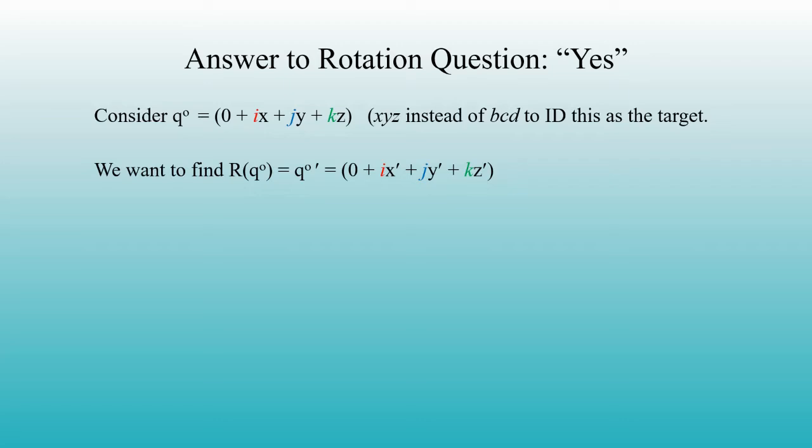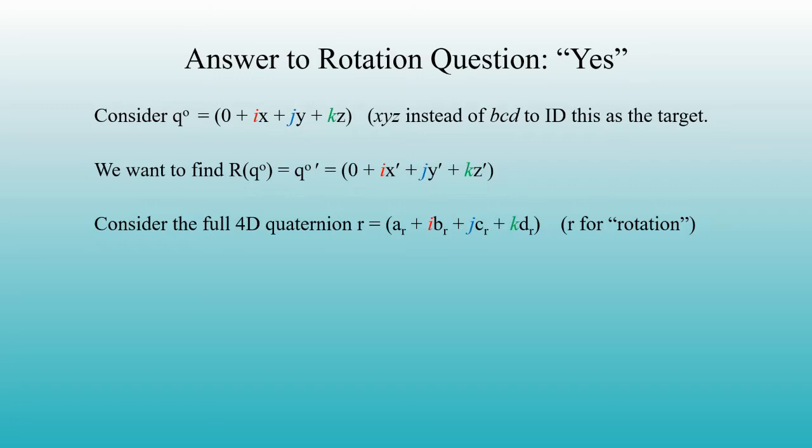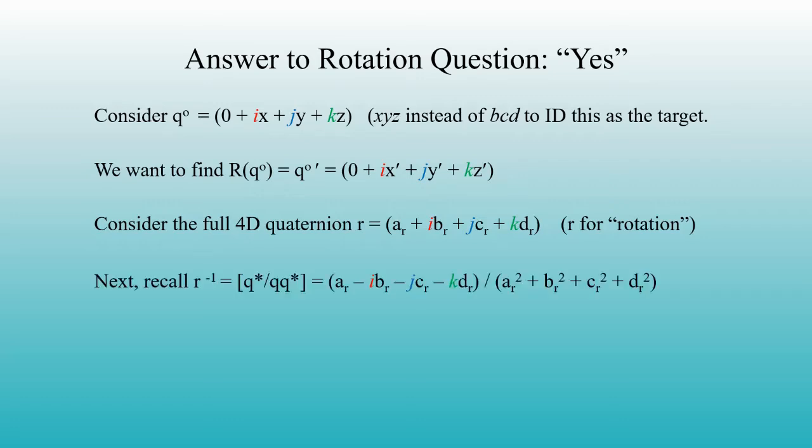If q0 prime is a rotated vector of the same magnitude as q0, then R is the operator that we seek. Okay, nothing up my sleeve. From out of the blue, I will define a full 4D quaternion R for rotation, that has in general a non-zero real component. The values of the parameters will dictate the rotation, but I'm just going to keep it general for now. Then I will use the rule we established in an earlier episode to define R inverse. Here it is. Finally, I state the answer.